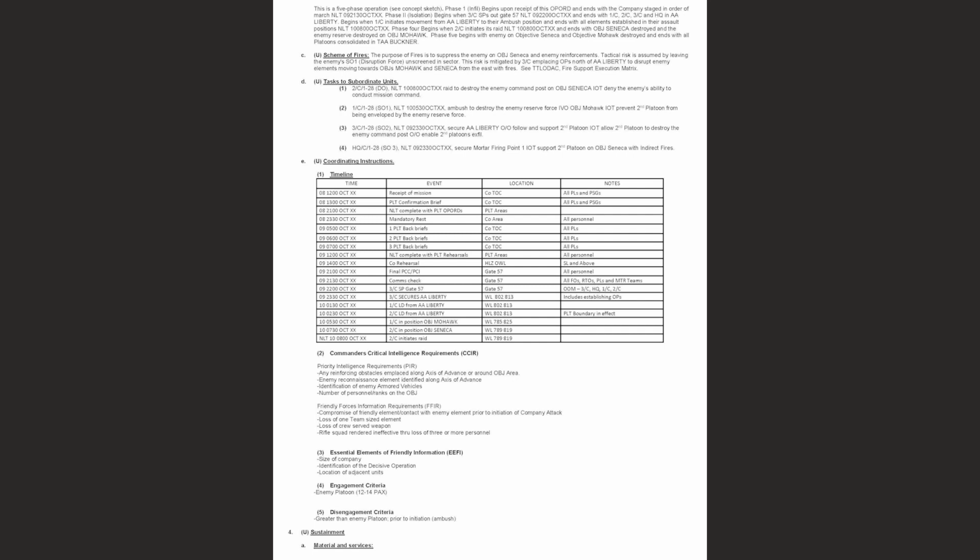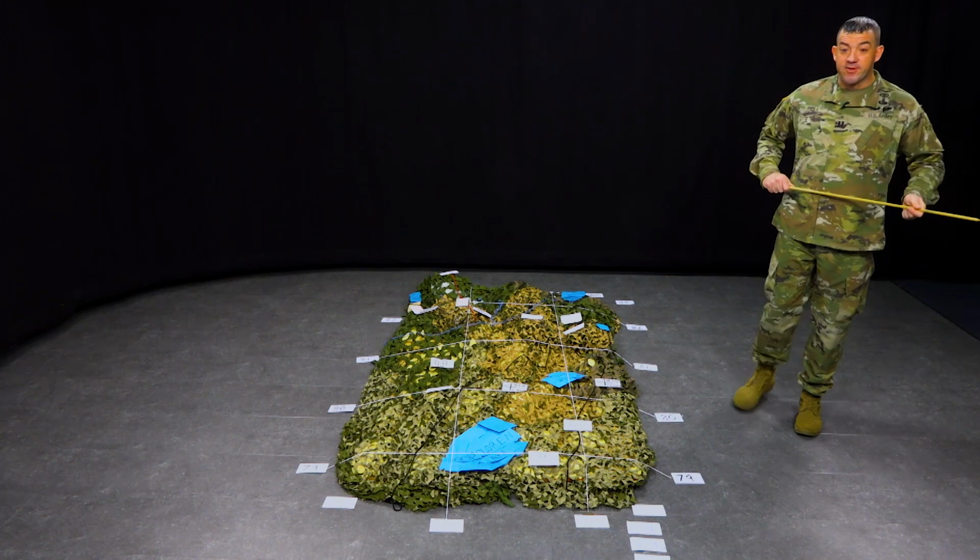3rd Platoon, Shaping Operation 2. Your task: secure Alpha Alpha Liberty. Purpose: allow company decisive operation to destroy enemy command posts. On order, enable exfil. This operation will be conducted in 5 phases.